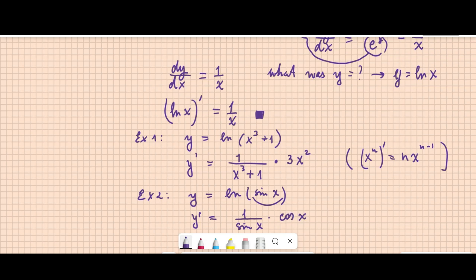Cosine of x, right? Well, we can try to simplify this formula a little bit. What is actually cosine over sine? Cosine over sine is cotangent of x, right? So actually, the derivative of ln of sine of x is equal to cotangent of x, right?